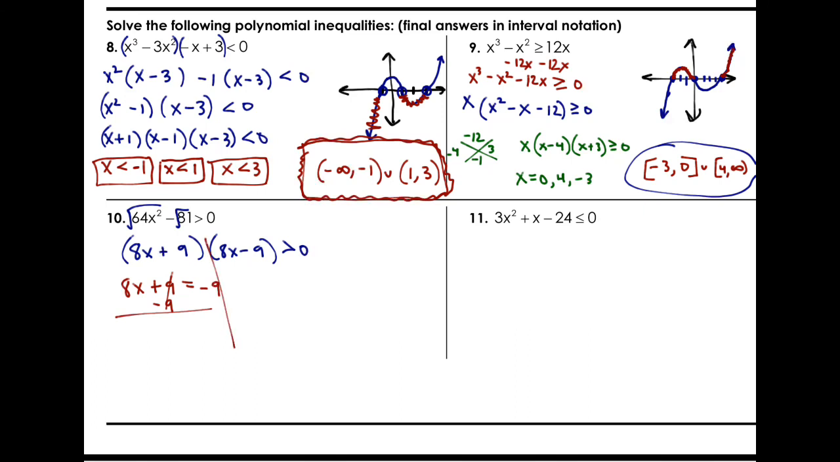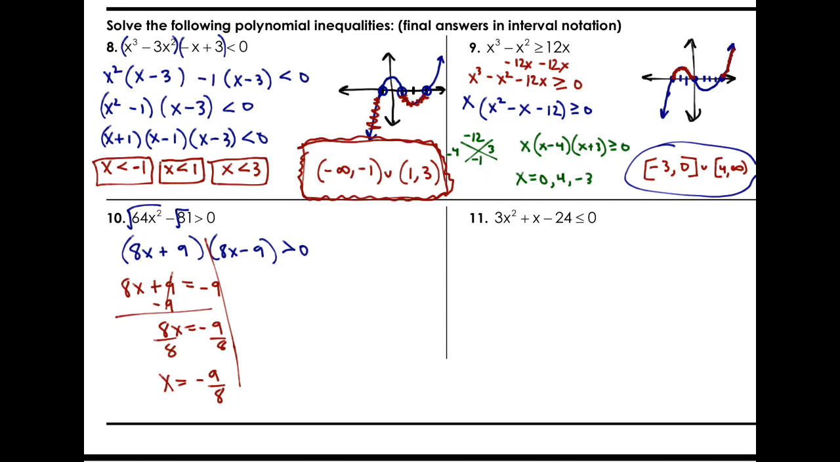And then that leaves us with 8x is equal to minus 9, divided by 8, divided by 8. x is equal to a negative 9 over 8. Let's solve the other side. Let's just solve it straight from there since it's pretty much set up for us.